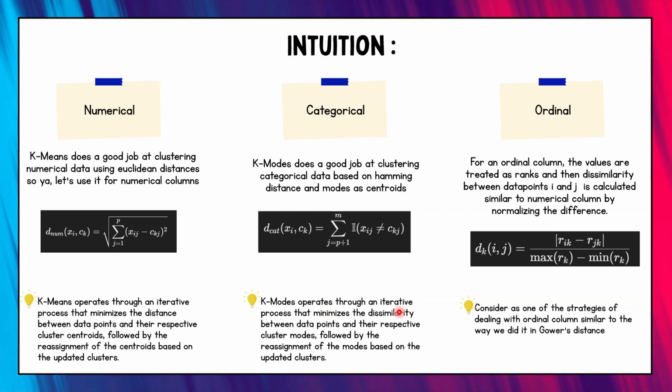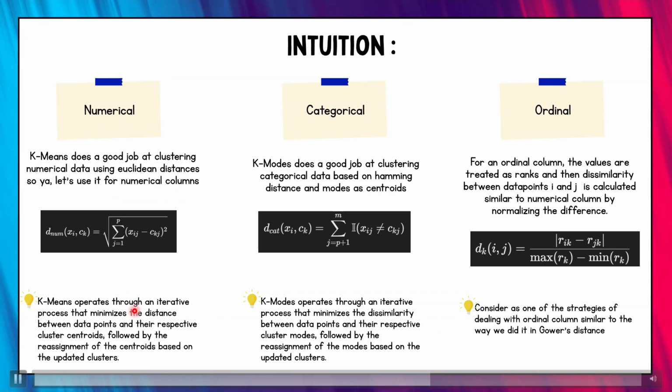Again, k-modes operates through an iterative process that minimizes the dissimilarity between data points and the respective cluster modes, followed by the reassignment of the modes based on the updated clusters. So in k-means, the cluster centroids are updated by taking the mean because those are numerical values. But in k-modes, the new cluster centroids are assigned by using modes of the data points, because here the mean wouldn't make sense, right?